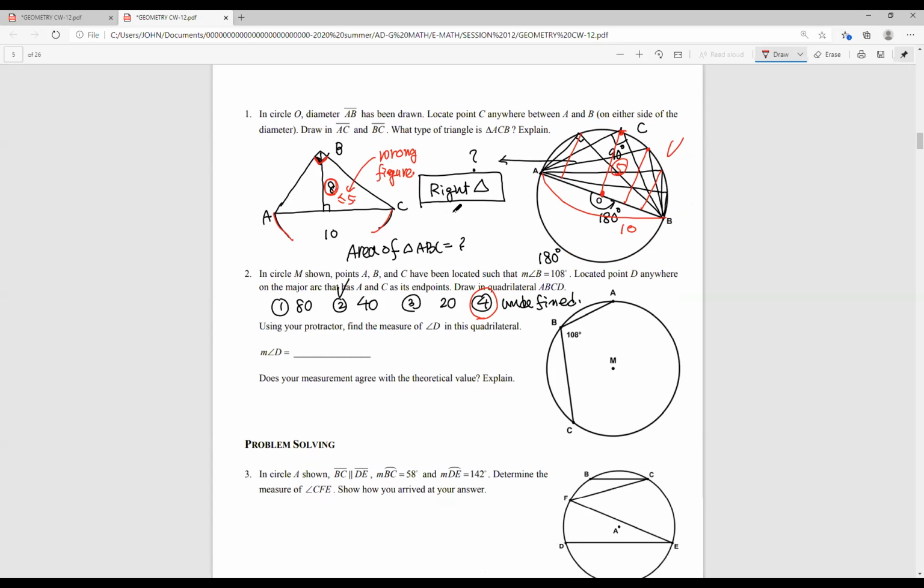Measure of angle B is 180 degrees. This is an inscribed angle, right? So we're gonna find the measure of the angle where it is. Find the D in this quadrilateral A, B, C, D. We're gonna find another D over here, okay? Any point is okay. What is the measure of this angle? How can you find this one?